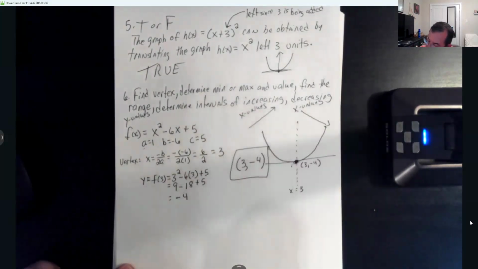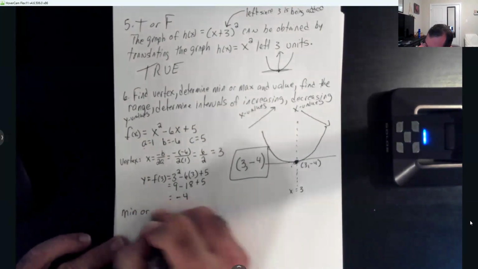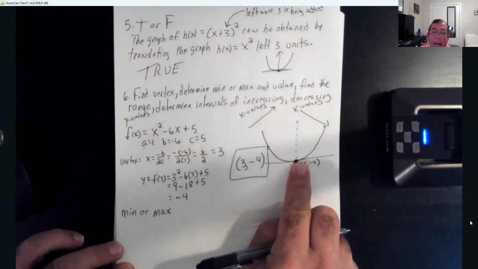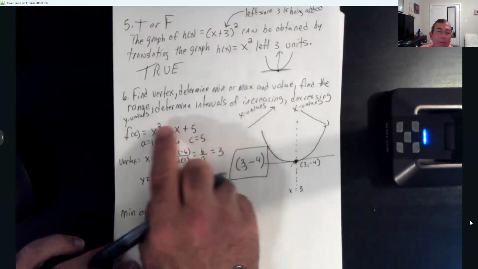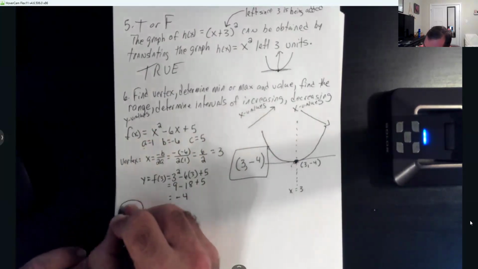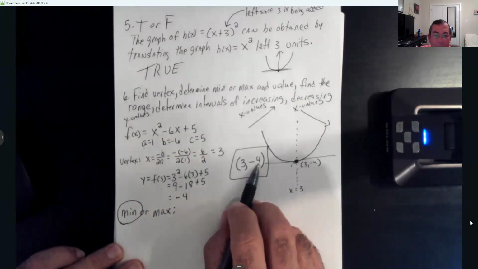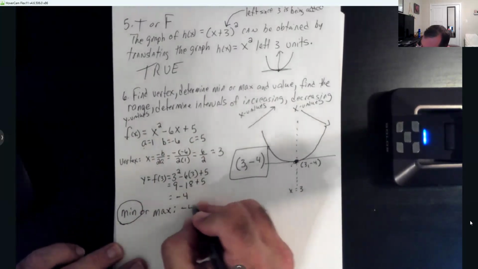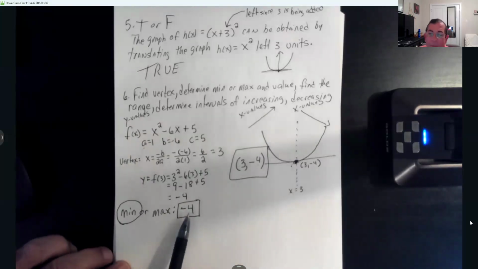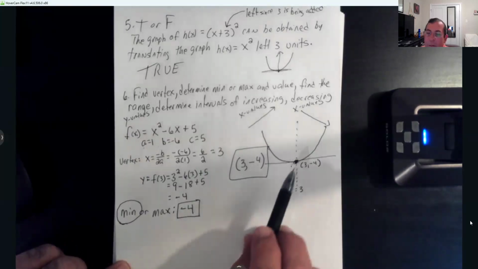Min or max and the value. Well, we got a valley, so we got a minimum. And it's a minimum because that a is positive. So we got a minimum. And the value is equal to the y value of negative 4. So remember, that is the minimum y value of this parabola.